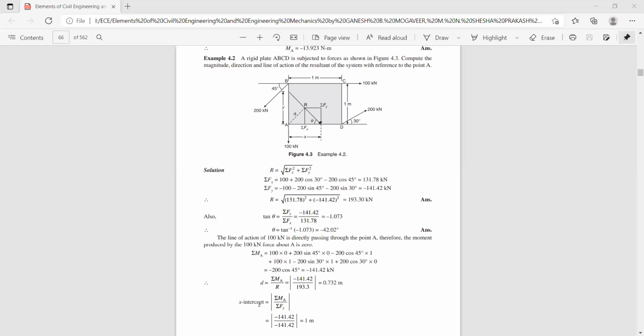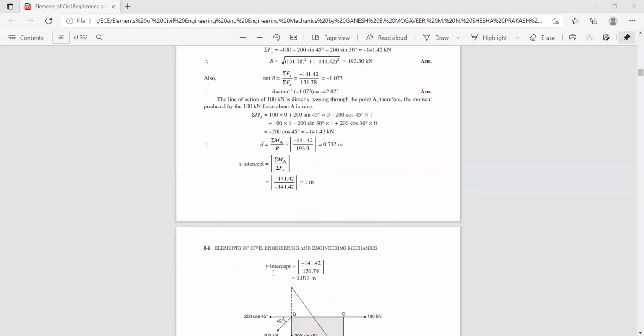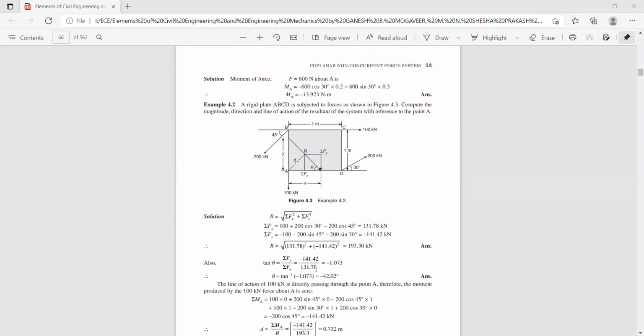Then finally you can find the x-intercept value, that is sigma MA divided by sigma f of y, and also you can find the y-intercept value, sigma MA divided by sigma f of x. So this is the procedure to find the magnitude, direction, and position of the resultant of a given non-concurrent force system.